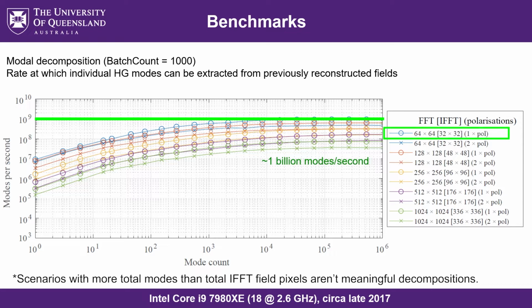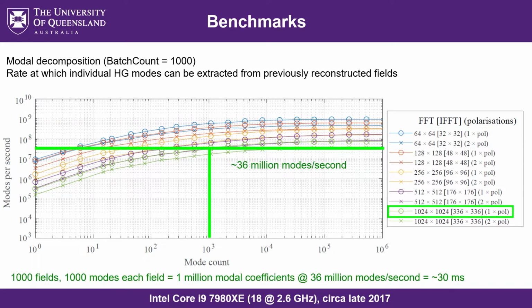So imagine you've got 1,000 fields that you extracted from 1,000 camera frames, and now you want to extract the first 1,000-ish Hermite-Gaussian modes from those fields. The rate is 36 million per second, so the total time for the whole decomposition of those 1,000 frames would be about 30 milliseconds. Well, the inverse of that would mean that you can process the whole batch at a rate of 36 Hertz.